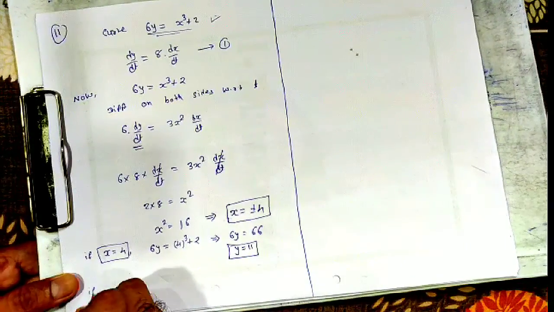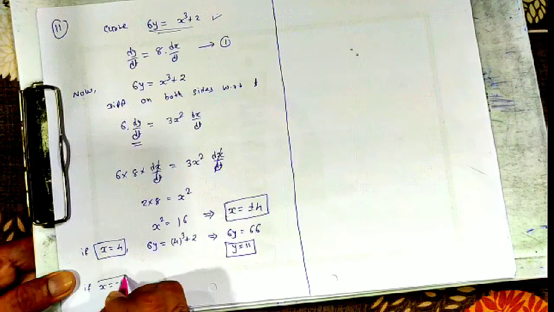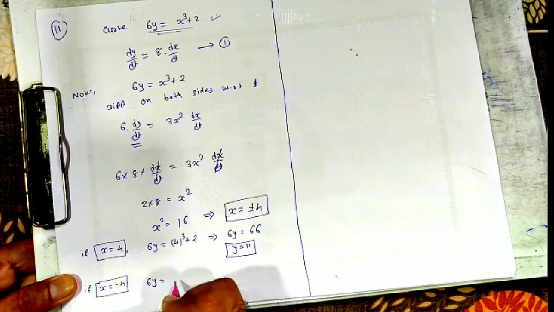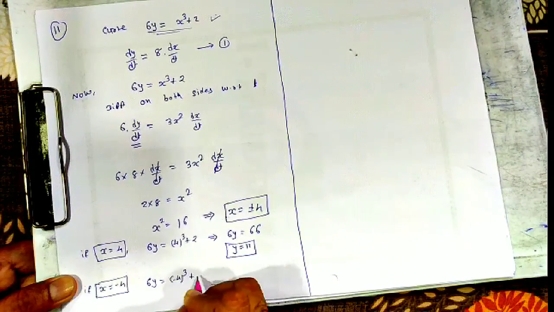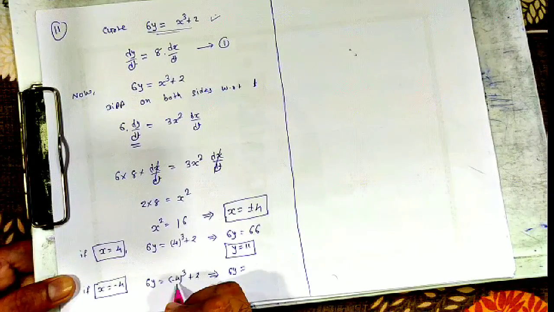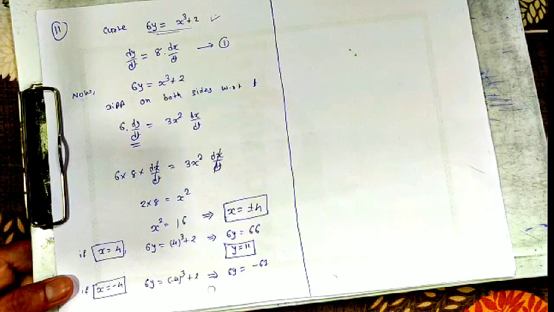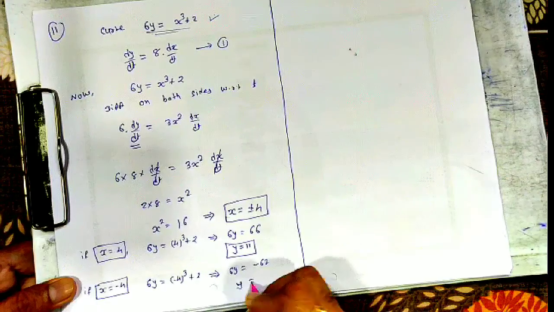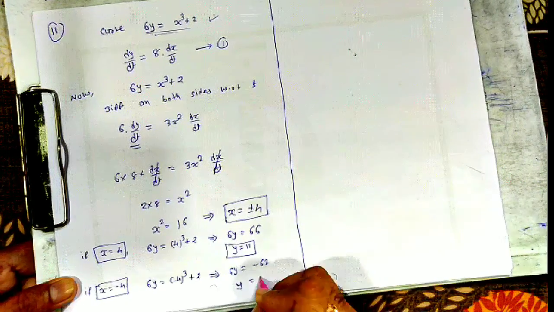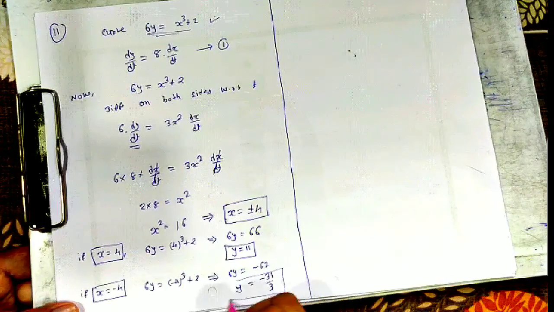Second, if x equals minus 4, we can write 6y equals minus 4 cubed plus 2. Therefore 6y equals minus 64 plus 2, so it's minus 62, divided by 6. So y equals minus 62 by 6, which is minus 31 by 3. Done. So this is our second point.